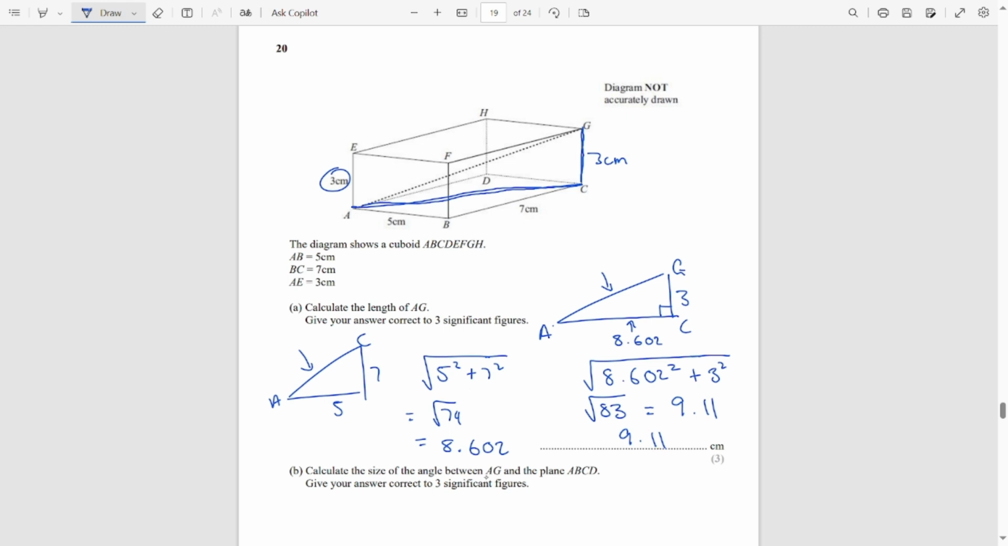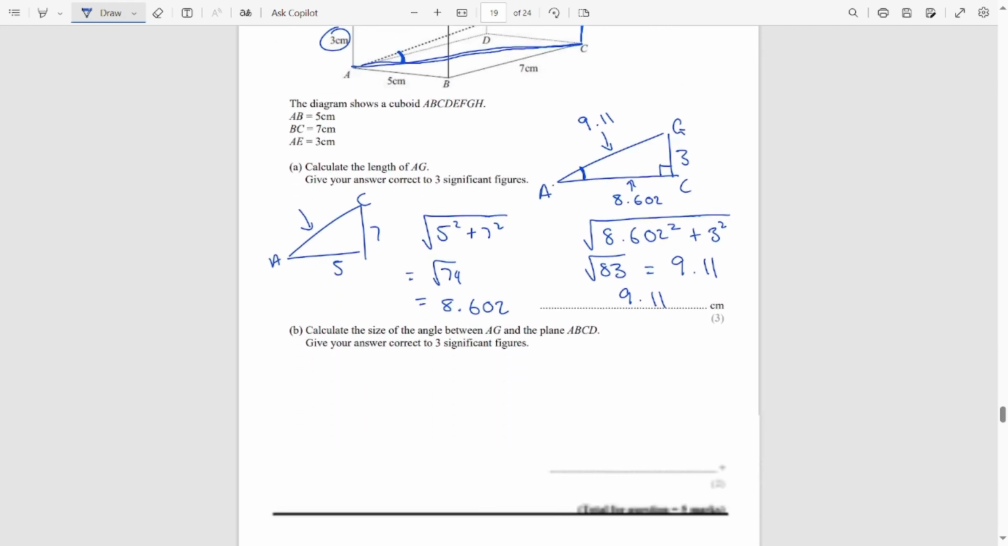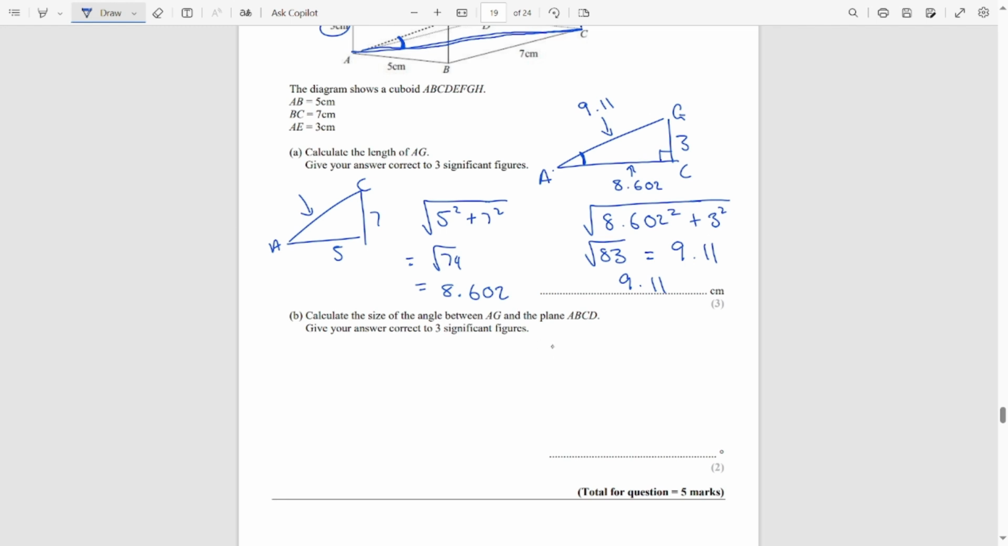Now we are asked for the angle between AG and the plane ABCD. ABCD is just the floor. So what they actually want is this angle here between that line and the ground. This is a SOHCAHTOA kind of problem, and you could actually use any of the sides that we found. So we could use this 9.11, the 3, or the 8.62. Depending on which of the sides you decide to use will depend whether you use sine, cosine, or tangent. I think I'm going to use sine here.